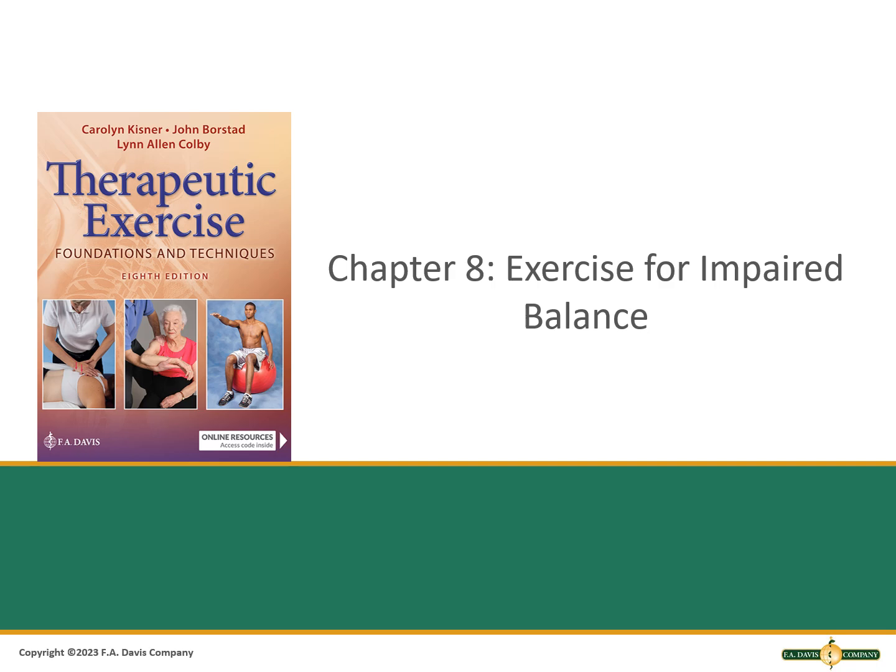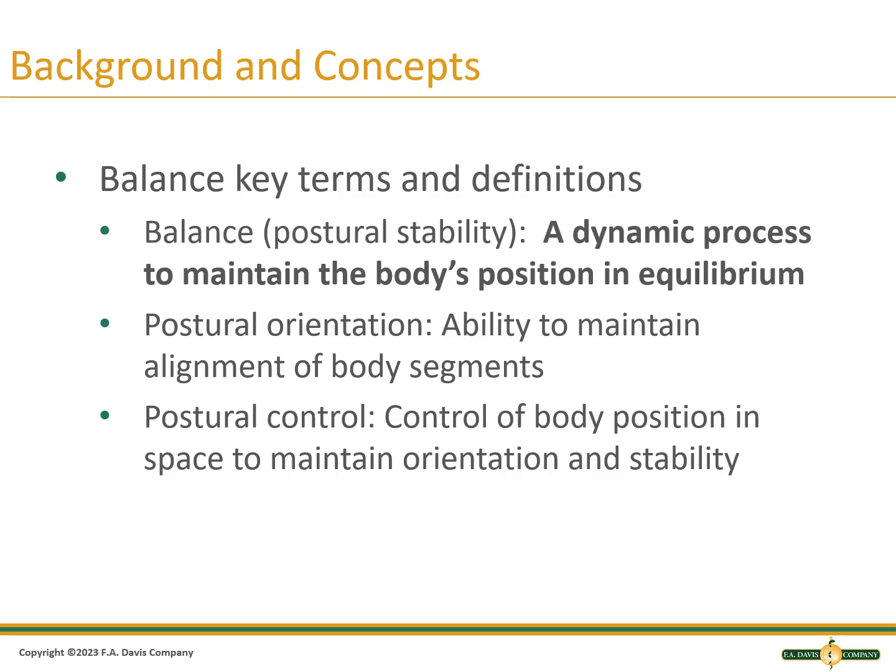Welcome to Chapter 8, covering exercise for impaired balance. Balance, as it relates to postural stability, is a dynamic process to maintain the body's position in equilibrium. Postural orientation is the ability to maintain alignment of our body segments, and postural control means having control of a body position in space to maintain orientation and stability, so not only aligned but also stable.